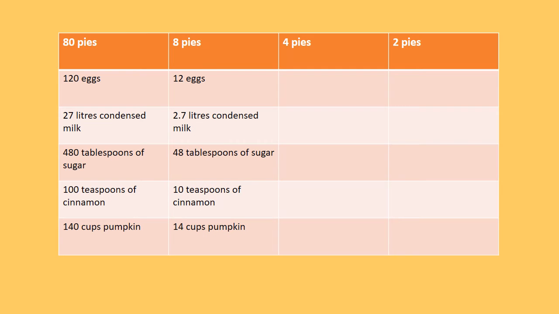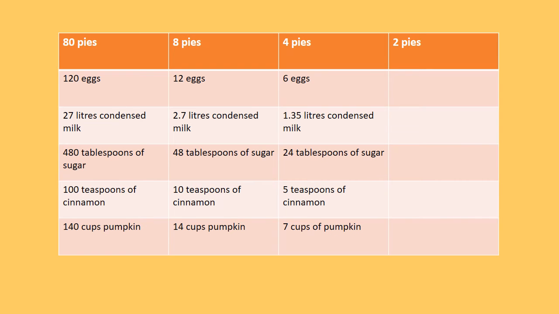So here's what the recipe should look like for 8 pies. There will be 12 eggs, 2.7 litres of condensed milk, 48 tablespoons of sugar, 10 teaspoons of cinnamon and 14 cups of pumpkin. Now it's time to pause the video again and have a try at scaling the recipe down from 8 pies to 4 pies. So you'll need to divide all the ingredients by 2 or halve them. Here's what your new recipe should look like. There'll be 6 eggs, 1.35 litres of condensed milk, 24 tablespoons of sugar, 5 teaspoons of cinnamon and 7 cups of pumpkin.